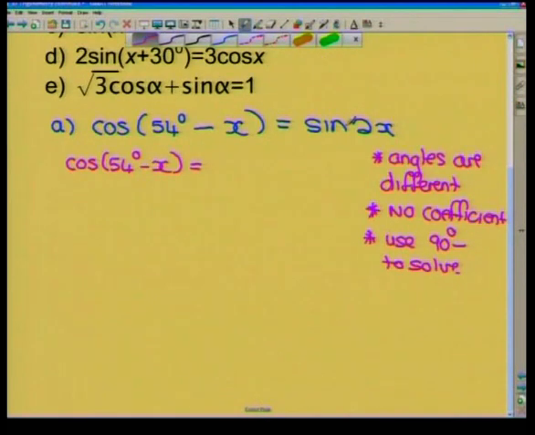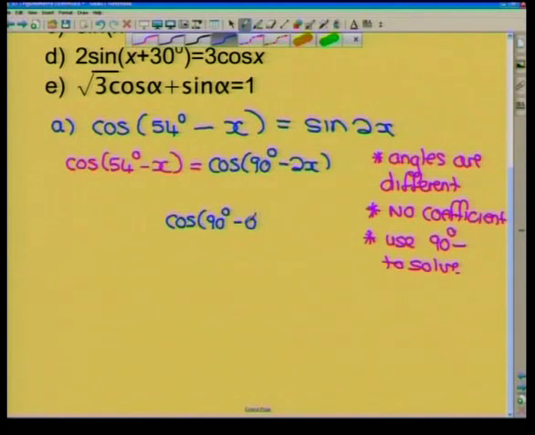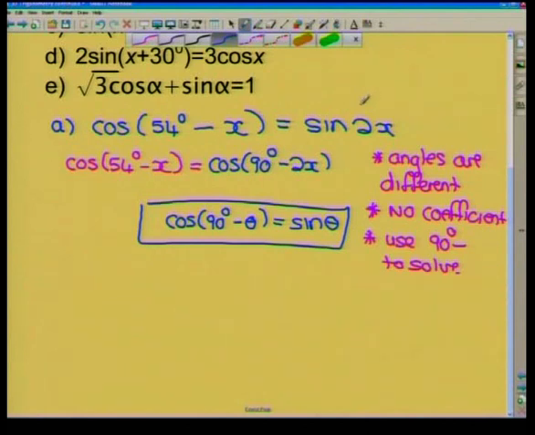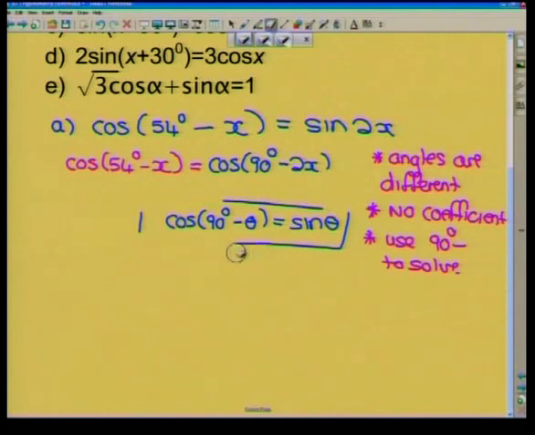And over here, I'm going to change this from sine 2x to cos 90 minus 2x. Now, of course, that is a straightforward use of the cos 90 minus theta equals sine theta. That's the theory I'm using over here to do that. So I just go 90 minus that angle. Right, so back to the question.